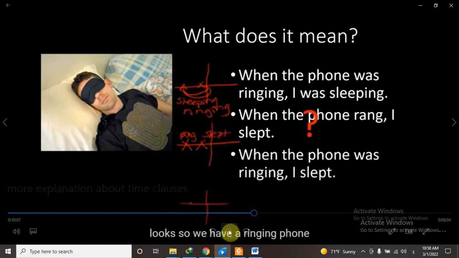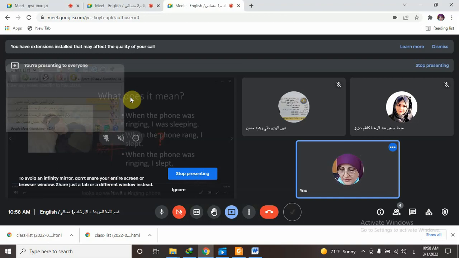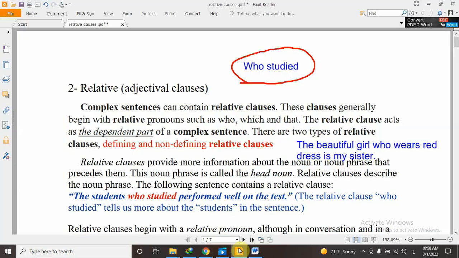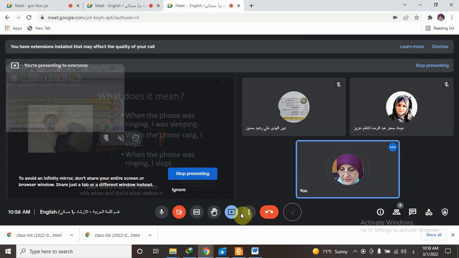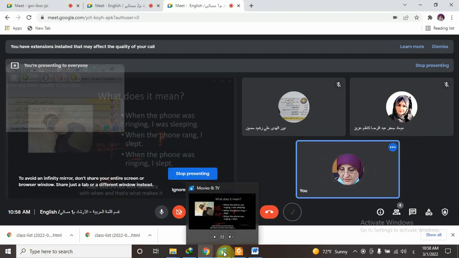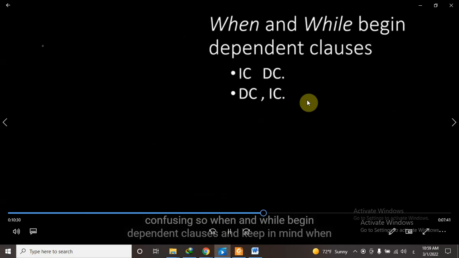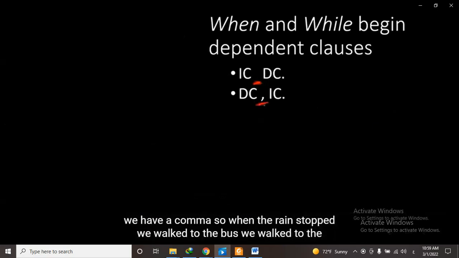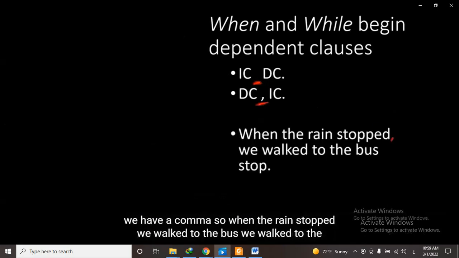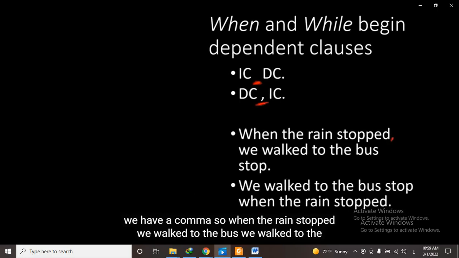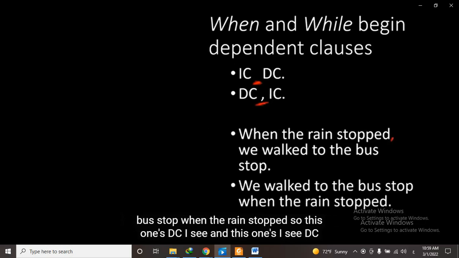let us continue. So we have a ringing phone, and then somewhere after it's ringing, I slept. See, it's not with while, it's with when. And that's what makes it confusing. So when and while begin dependent clauses. And keep in mind, when we have independent first, there's nothing here. If we have dependent first, we have a comma. So when the rain stopped, we walked to the bus stop. We walked to the bus stop when the rain stopped. So this one's DC, IC, and this one's IC, DC.